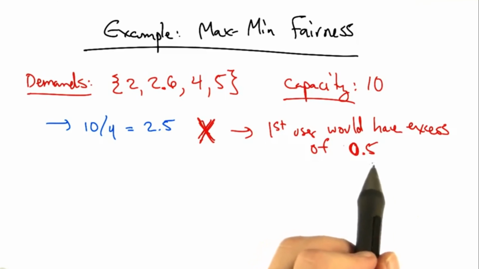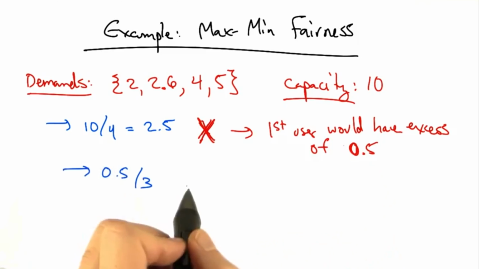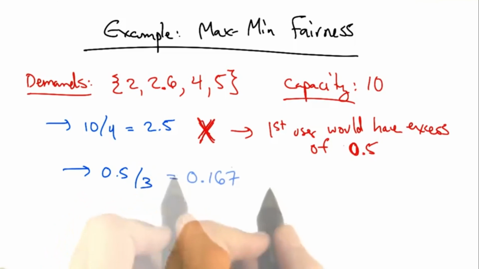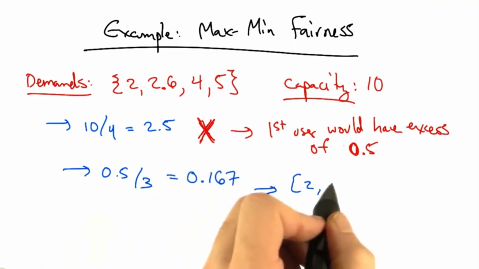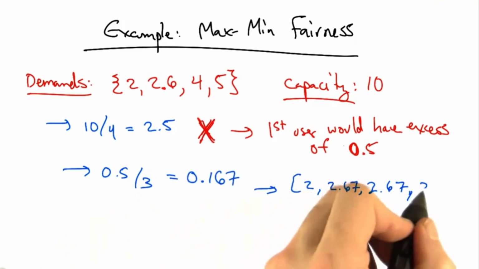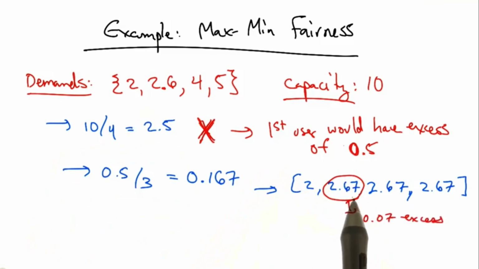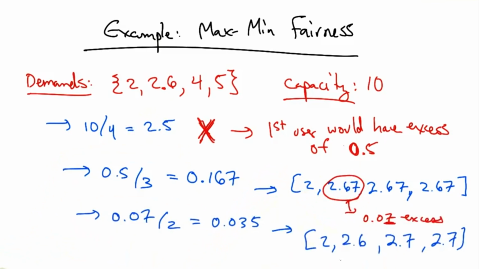So what we want to do is take this excess of 0.5 and divide it among the remaining 3 users whose demands have not yet been fulfilled. This would yield an allocation of 2, 2.67, 2.67, and 2.67. But now user 2 has an excess of 0.07, so we take that excess, divide it among the remaining 2, and that gives us our final max-min fair allocation. Note that this is called max-min fairness because it maximizes the minimum share to each user whose demand is not fully serviced, in this case the third and fourth users.